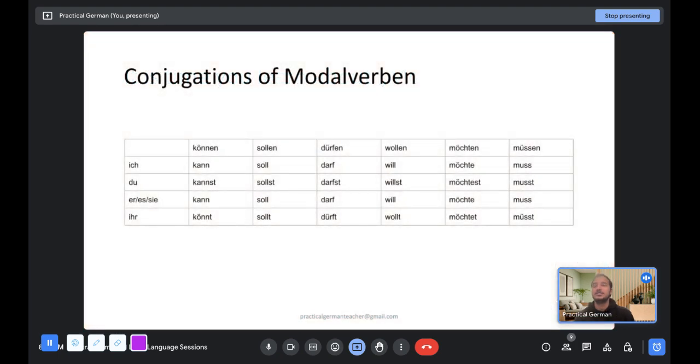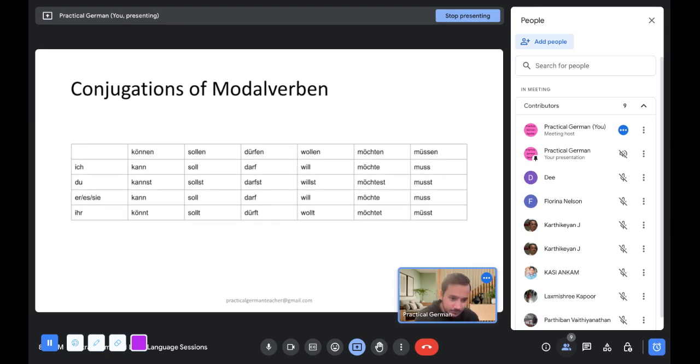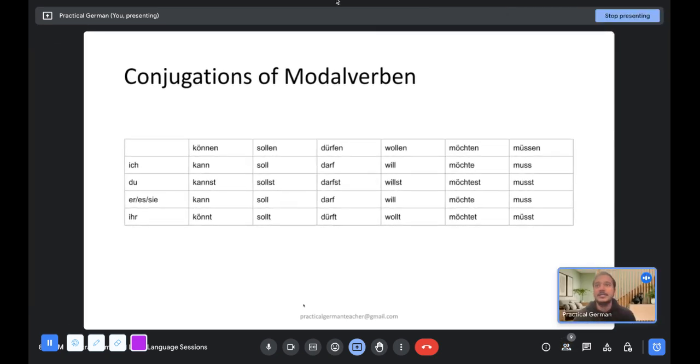Okay, so these are the conjugations. Karthikeyan, you can read, no problem. Please read. So I wanted you to read like this: ich kann, du kannst, er, es, sie, and then ihr, something like that. Please start. Okay. Ich kann, du kannst, sie kann, sorry, ich kann. No, it's fine. Er, es, sie kann is correct. That's much faster. Ihr könnt. Yeah, könnt. Next verb, please.